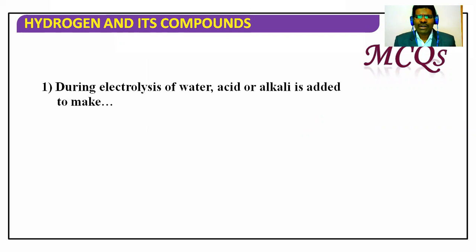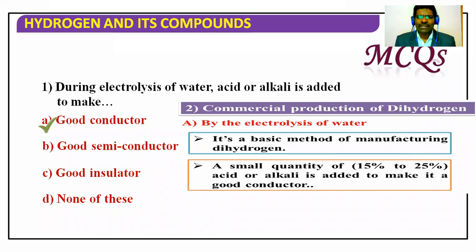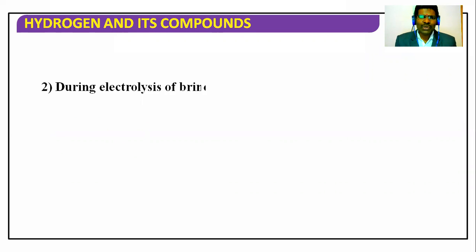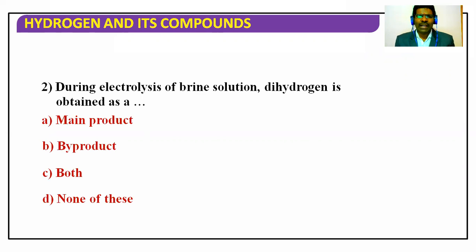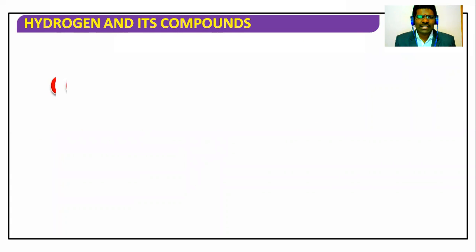During the electrolysis of water, acid or alcohol is added to make water a good conductor. Good conductor, semiconductor, or insulator? Which is the correct answer? Good conductor of water. Okay, we have seen, dear students. Let us see one more example. During electrolysis of brine solution, dihydrogen is obtained as a main product, byproduct, both, or none of these? Just now we have seen it will be formed as a byproduct. I hope you understand clearly, dear students.